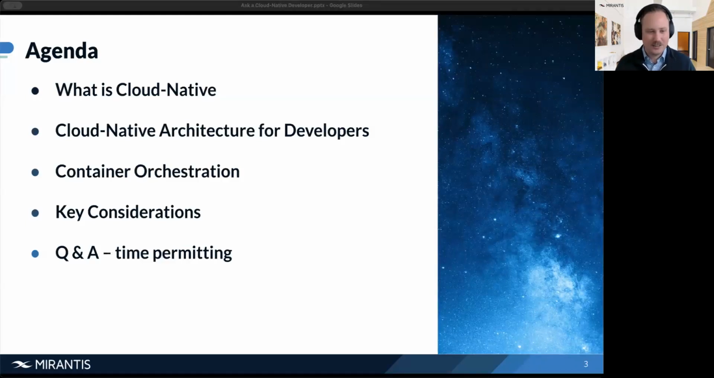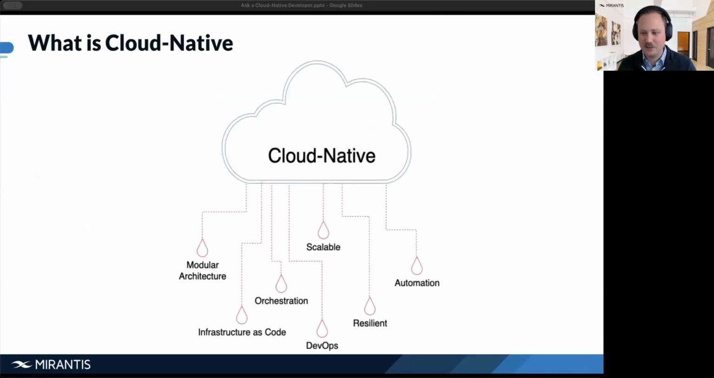We'll talk, of course, about container orchestration. You almost can't talk about cloud native without talking containers and container orchestration. And then finally, some key considerations and any questions that come up. We'll save some time at the end for that. So this is the flow and the topics that we're going to be hitting at a high level, but let's jump into it. And we'll start off with this interesting diagram of cloud native.